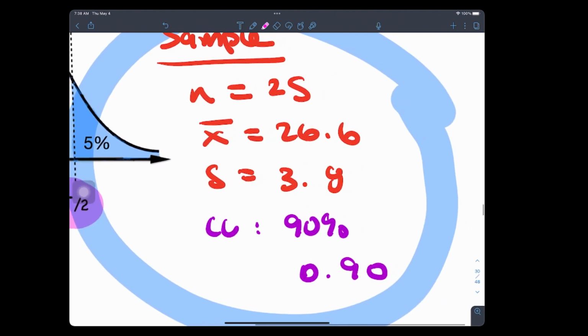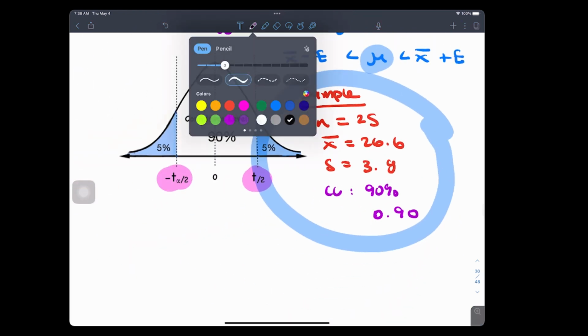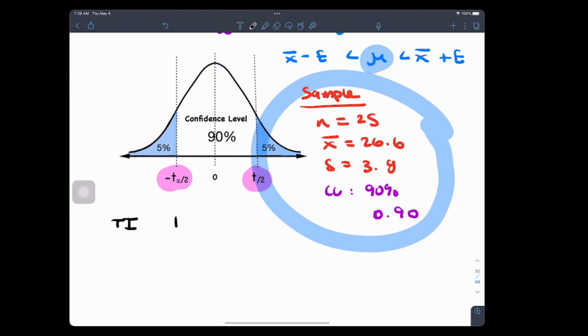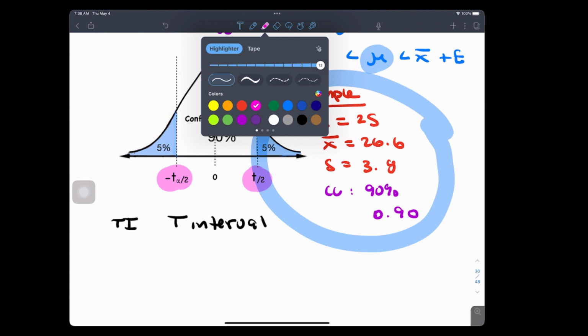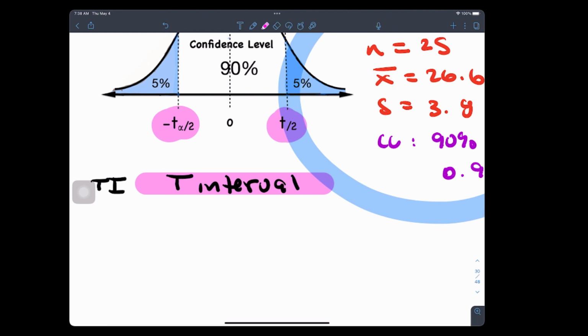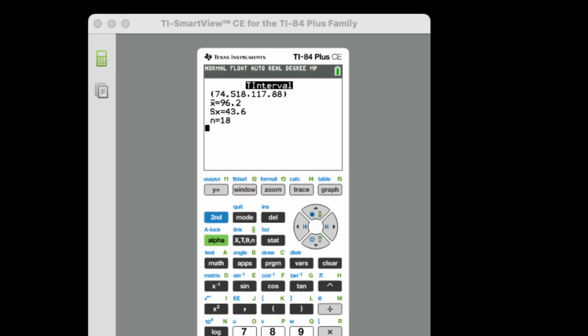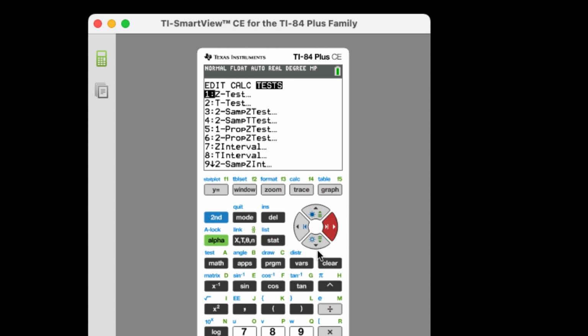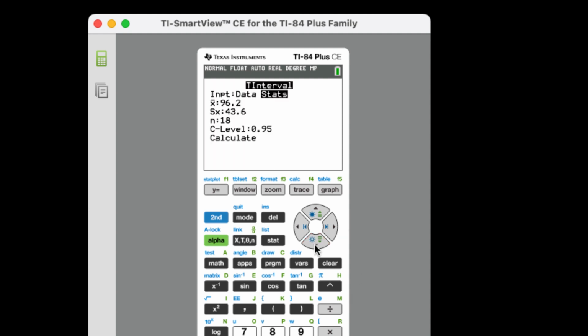Okay, what do you guys use in the TI for a small sample? You might want to write it down. What do we use? T interval. That's the essence today. The T interval. So, ladies and gentlemen, there it is. That's our essence. So you go to the TI. Here we go. Okay, T interval today. Stat test. T interval number 8. All right, there you go. It's on stats.